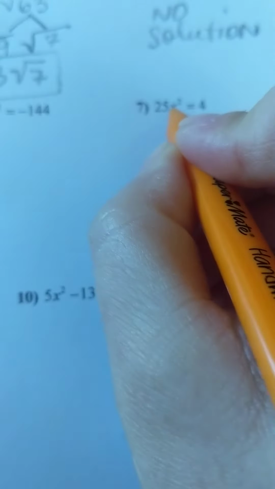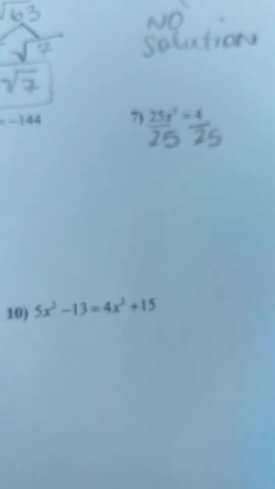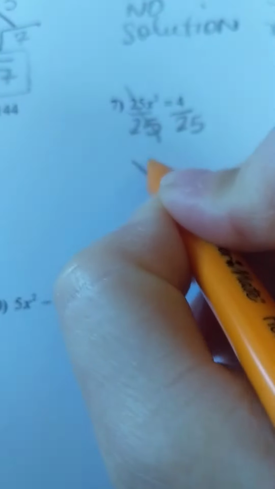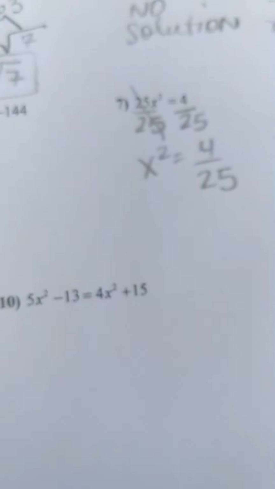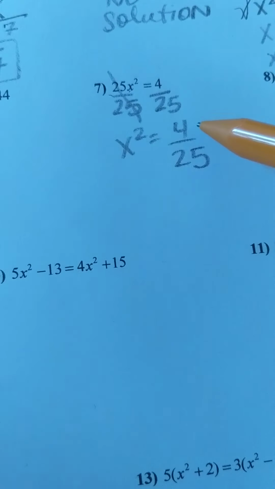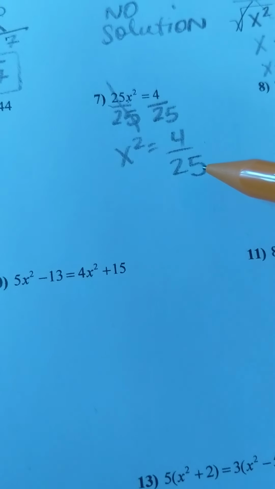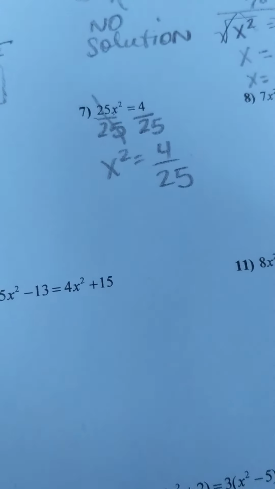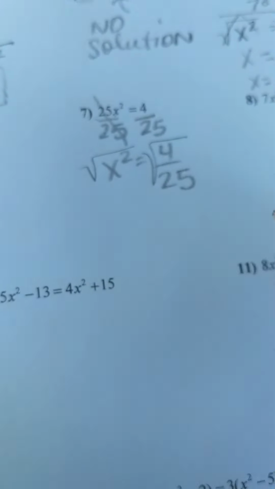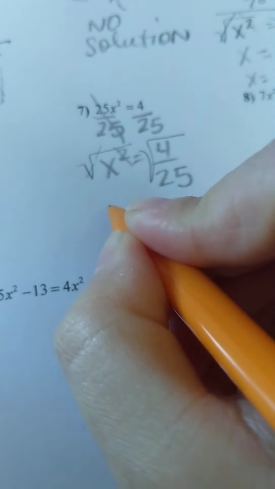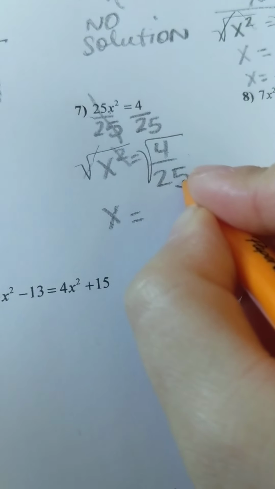X squared is not by itself, so I want to get rid of that. Divide both sides by 25. Now I have x squared equals 4 over 25. It is really important that you guys leave your answer as fractions. Don't convert it to decimals, just leave it as a fraction. Now because x squared is by itself, I could take the square root of both sides. That cancels out, gives me an x equals the square root of 4 over 25.